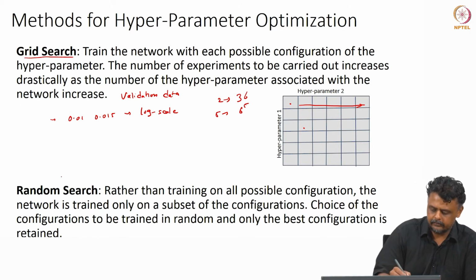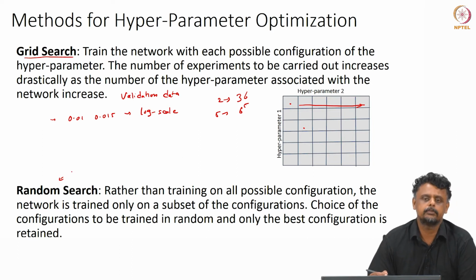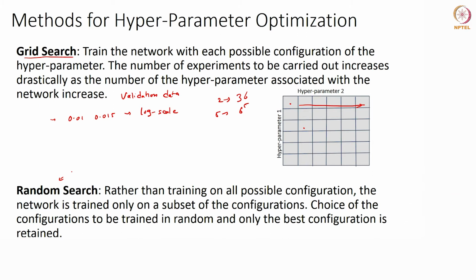the better method would be to do random search. Here, instead of training on all possible configurations, you just choose at random. So, it is just the same grid, you can make a similar grid and then you would try to sample different areas of the grid, okay, just to get an idea of what kind of results you get for each of these points that you have chosen.